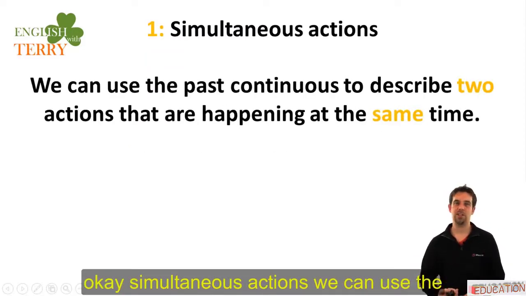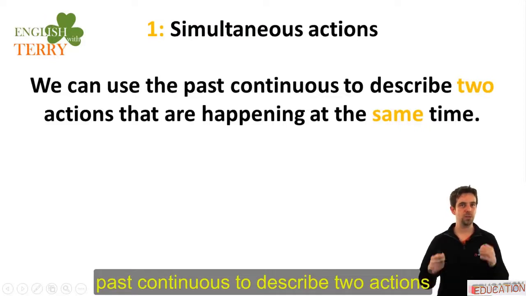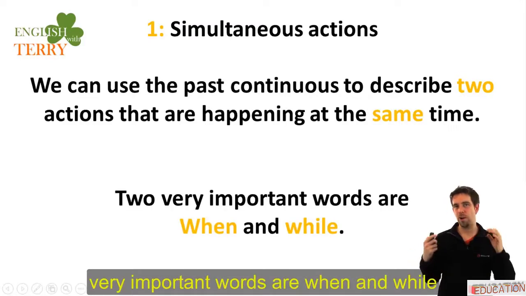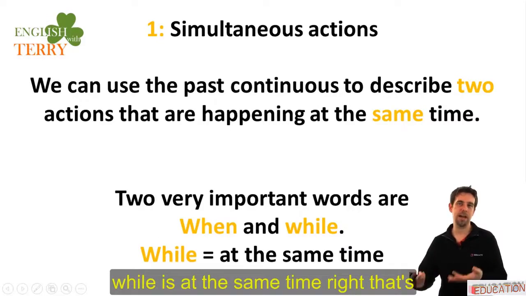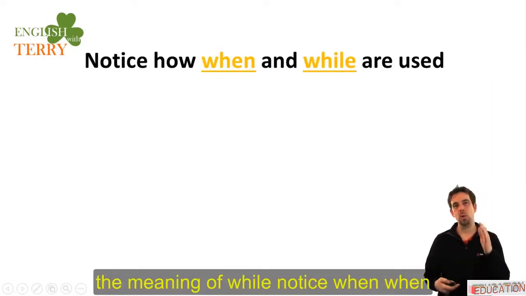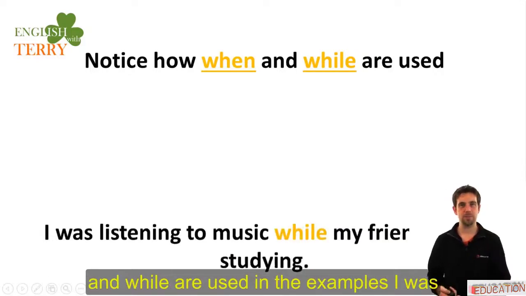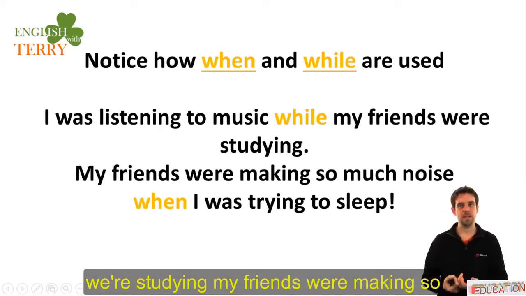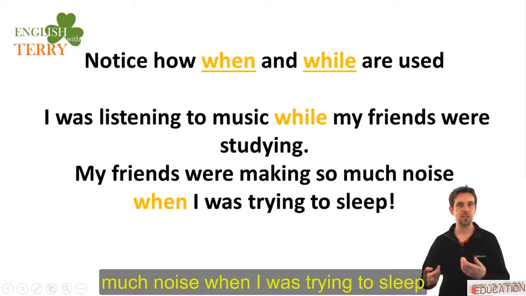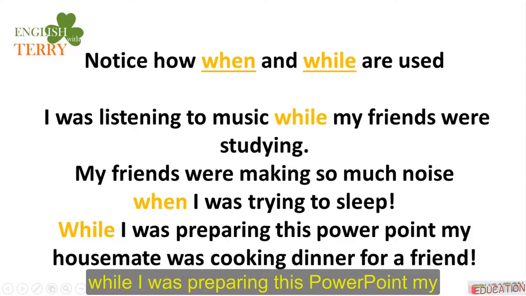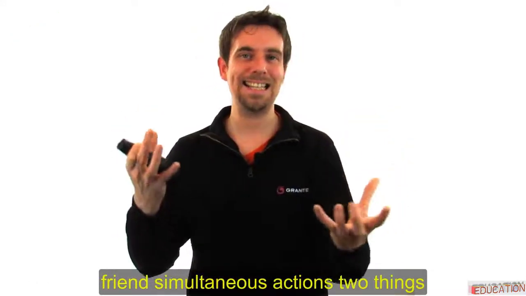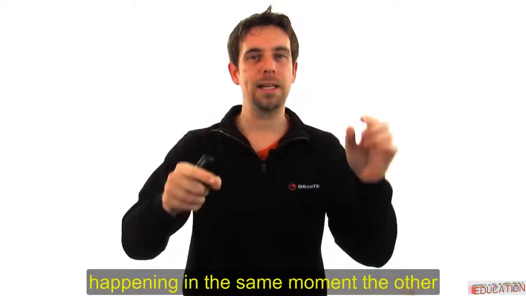Okay? Simultaneous actions. We can use the past continuous to describe 2 actions that are happening at the same time. Now, 2 very important words are when and while. While is at the same time, right? That's the meaning of while. Notice when and while are used in the examples. I was listening to music while my friends were studying. My friends were making so much noise when I was trying to sleep. While I was preparing this PowerPoint, my housemate was cooking dinner for a friend. Simultaneous actions. 2 things happening in the same moment.